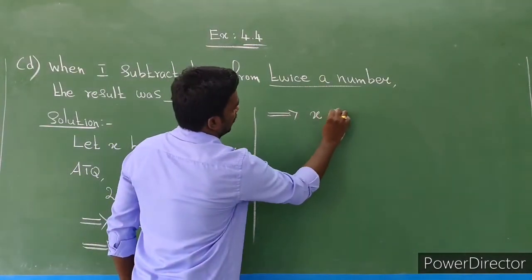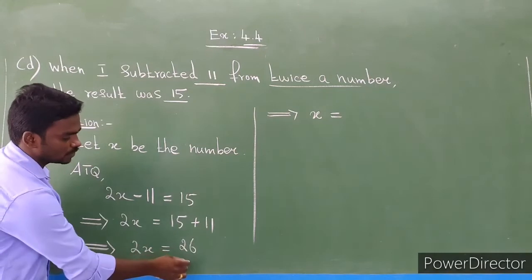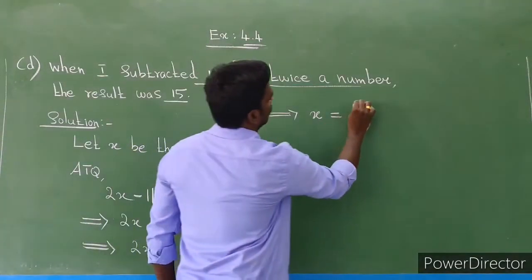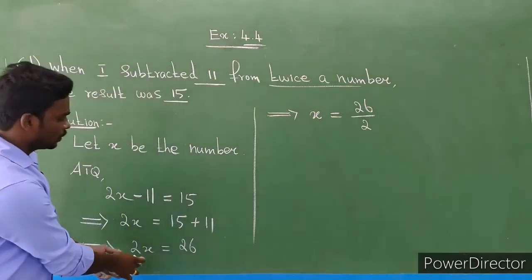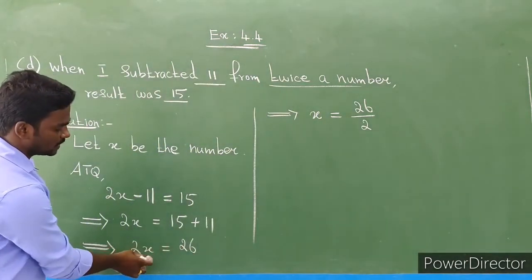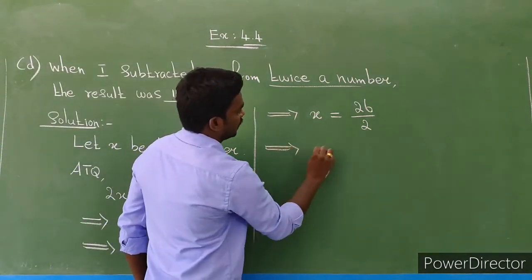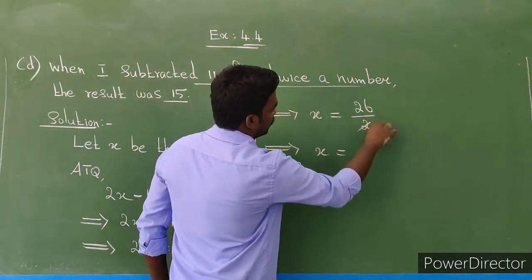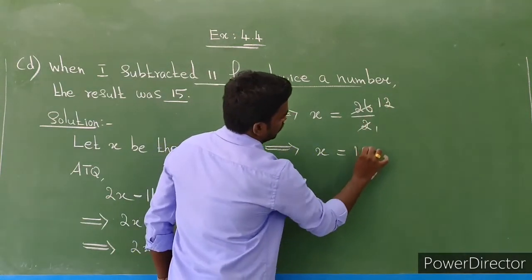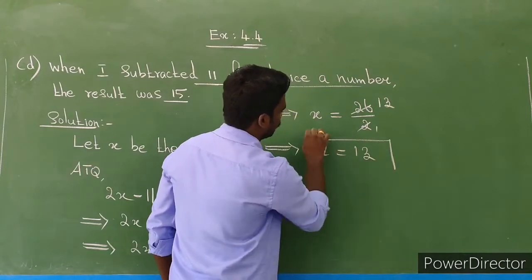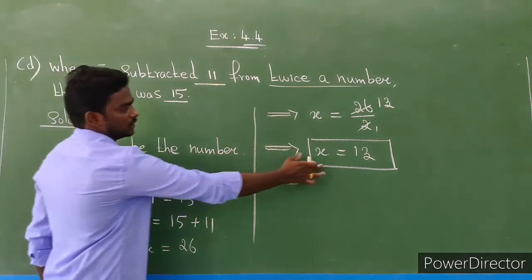So therefore x is equal to 26 divided by 2. This 2 is transposing to division. 2x is equal to 26, so x is equal to 26 divided by 2. Implies that x is equal to 1 2s are 2, 13 2s are 26. Therefore the value of x is equal to 13. Therefore the required number is 13.